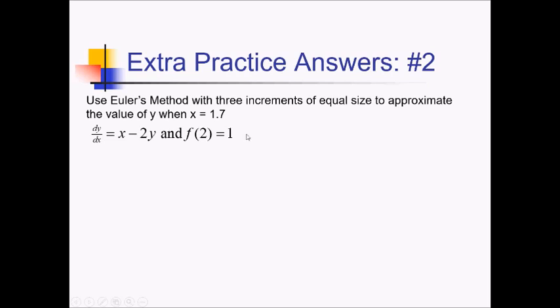For this problem, they're asking us to use Euler's method with 3 increments of equal size to approximate the value of y when x is 1.7. So we're given this differential equation, x minus 2y. We're told f of 2 equals 1. So we need to get from 2 to 1.7 in 3 steps. That means I need a step size of 0.1, and it's got to be negative 0.1. So that's my delta x as I go here.